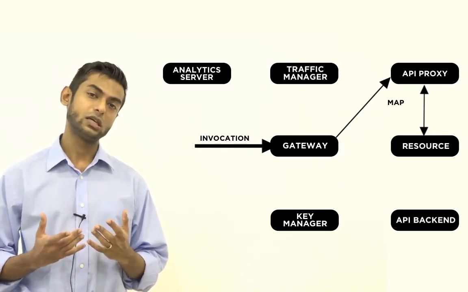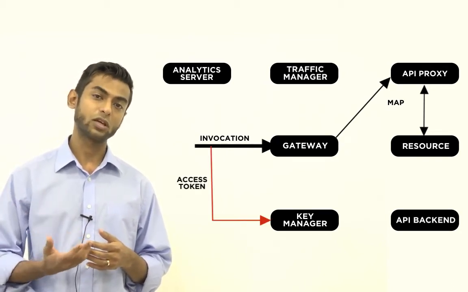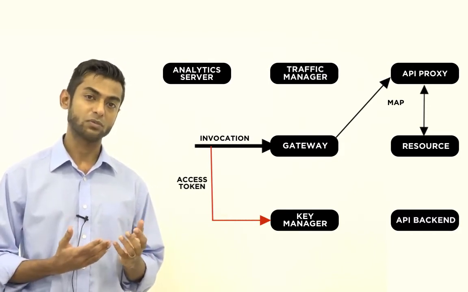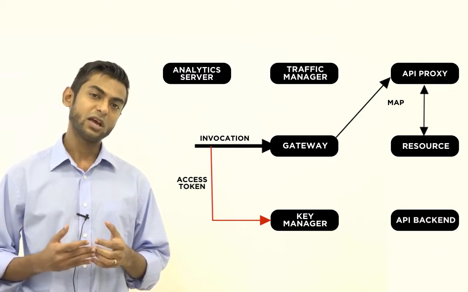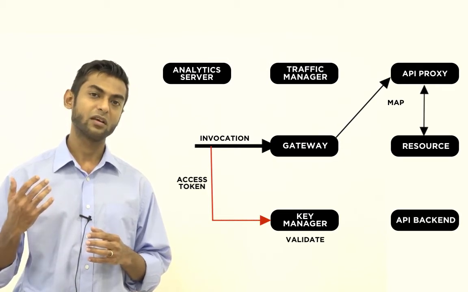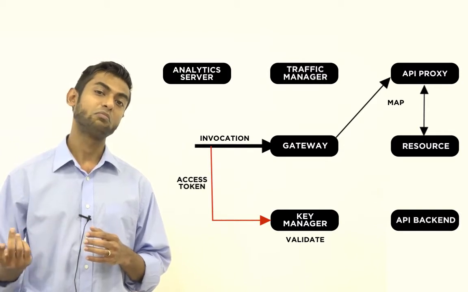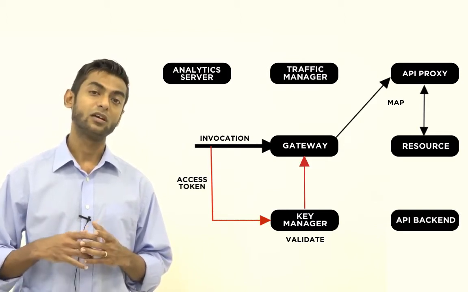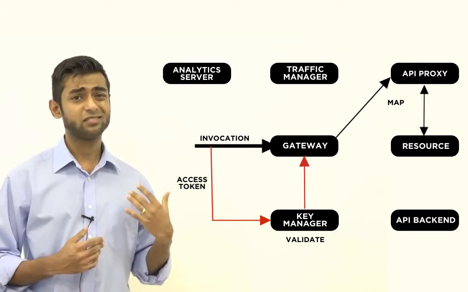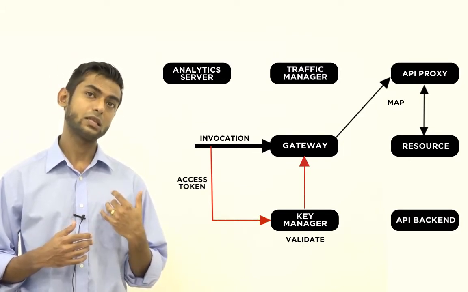And to do this, the API gateway will extract the access token that is sent along with the API invocation, and it will send this to the key manager component of the API manager. And the key manager component will validate the access token against the database and return back to the API gateway, informing it if the API call is valid or not.